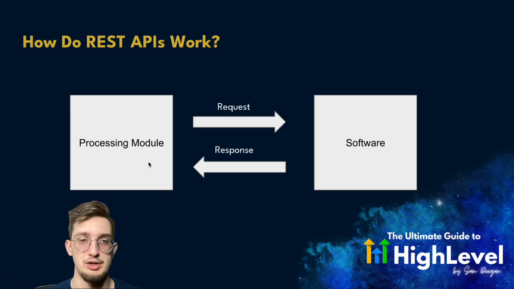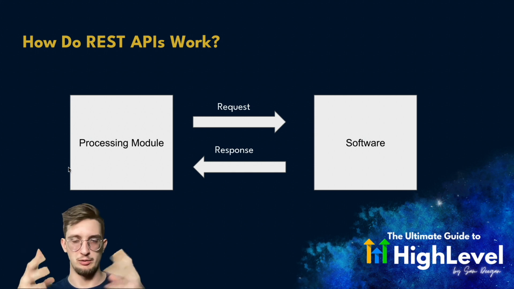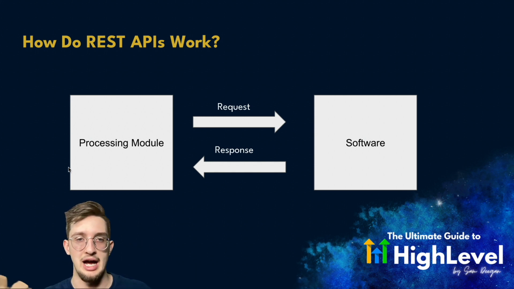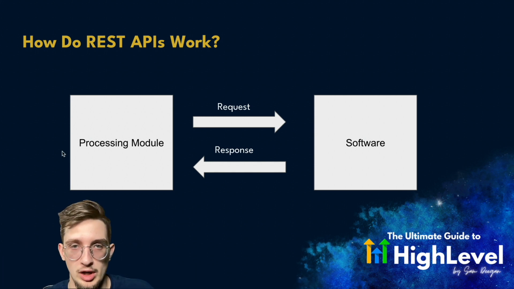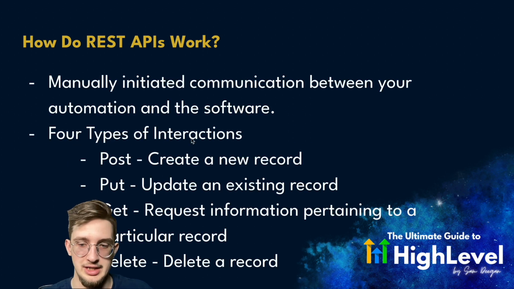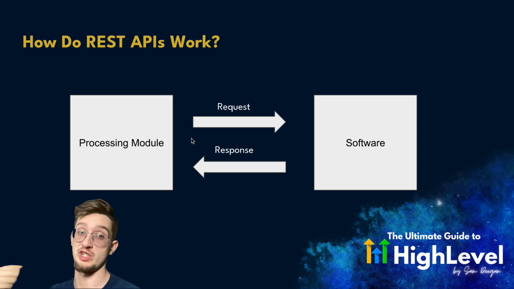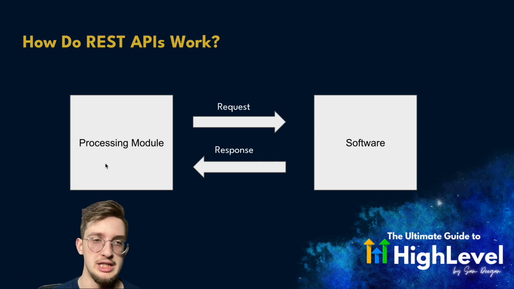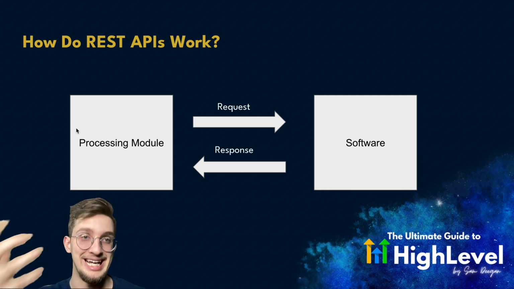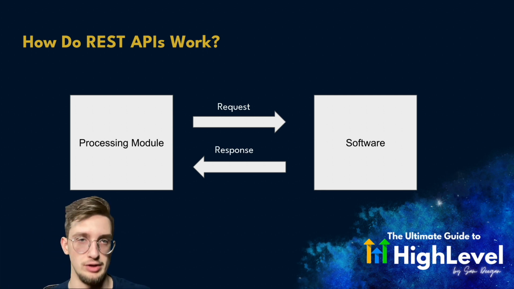Okay, and so you can kind of see here, this is what it would look like when you're usually interacting with some API, right? So regardless of what API you're using, or which one of the 4 types of interactions you're using, there's a request and there's a response. Okay, so let's say the processing module is initiating this. Zapier is basically trying to get information from HighLevel, let's say.